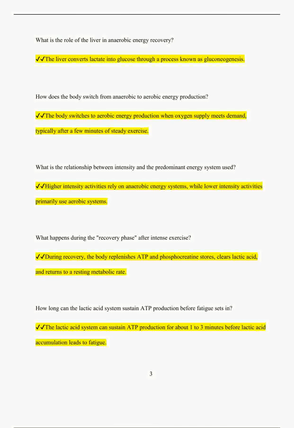How long can the lactic acid system sustain ATP production before fatigue sets in? The lactic acid system can sustain ATP production for about 1 to 3 minutes before lactic acid accumulation leads to fatigue.